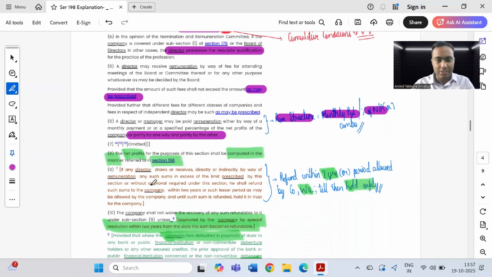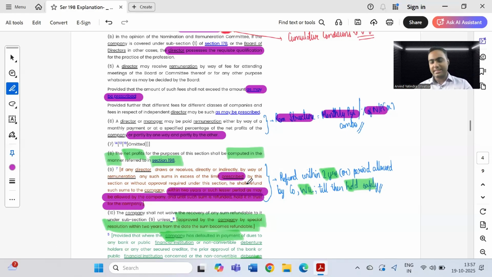Next, if any director draws or receives directly or indirectly by way of remuneration any such sums in excess of the limit prescribed by the section, or without the approval required under the section, he shall refund such sums to the company within 2 years or such lesser period as may be allowed by the company, and until such sum is refunded, hold it in trust for the company.